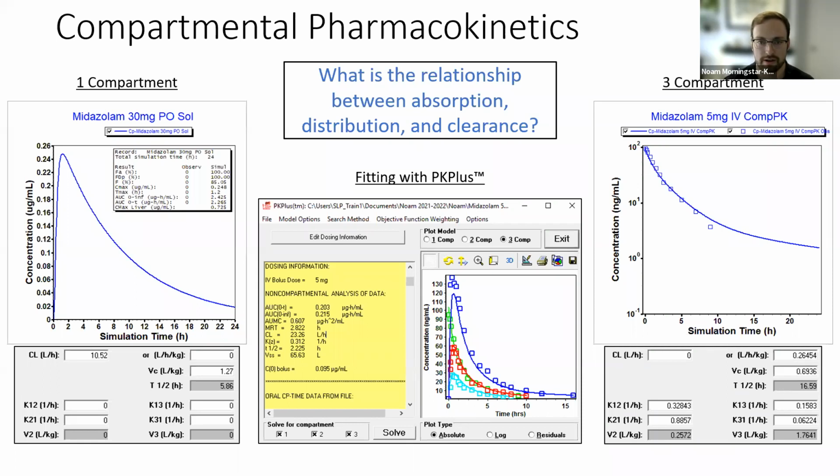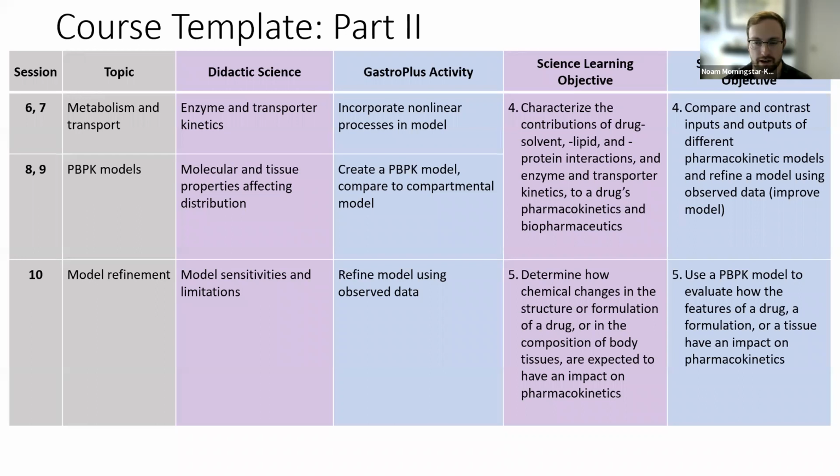And that leads us very nicely into the next part of the course, where we get into these more advanced topics of nonlinear processes, metabolism and transport, and the PBPK models. And so we have those topics here, followed by model refinement. Now here, as these are more advanced topics, we have 2 sessions dedicated to each of these. Again, for us, these were weeks. So weeks 6 and 7 in the course, weeks 8 and 9 were used for metabolism and transport, and then PBPK models.